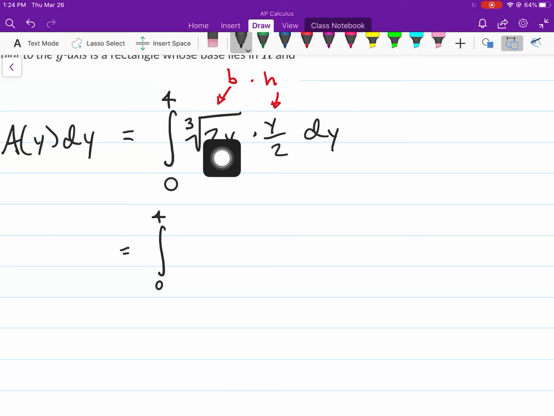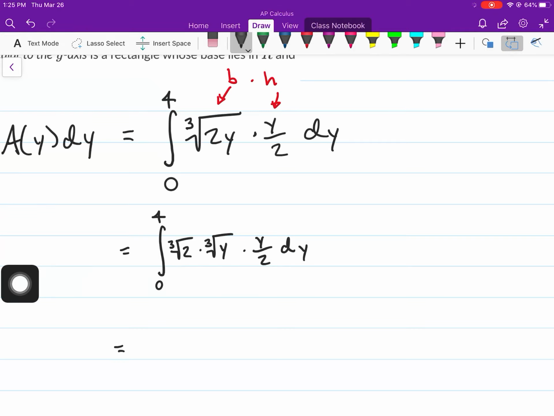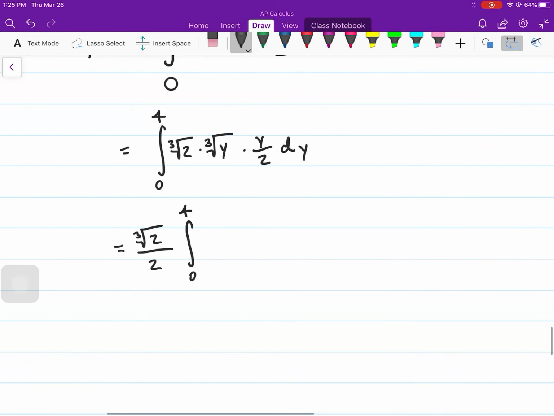So since this is multiplying, I can split those up. Cube root of 2 times the cube root of y times y over 2. Honestly, that 2 on the bottom, I'm going to go ahead and pull to the front along with this cube root of 2. Might as well just bring out all those constants. And so we have y to the 1/3 times y to the 1. So we have our y to the 1/3, let me just highlight that. That's y to the 1/3. And this is our y to the 1.